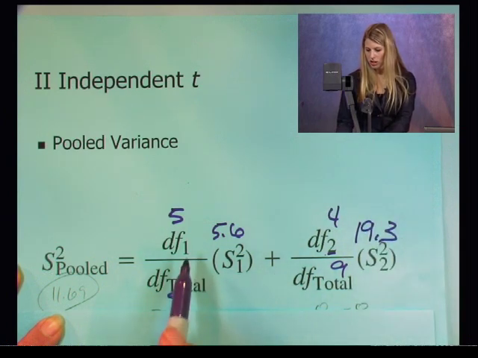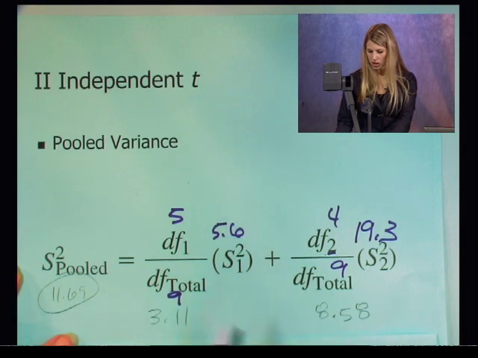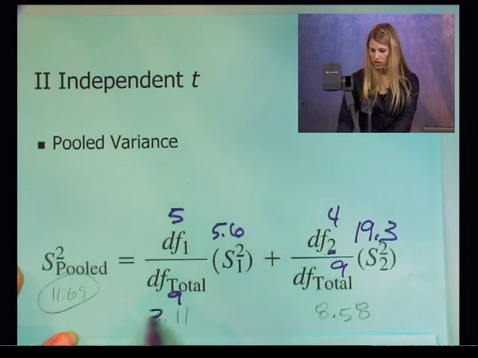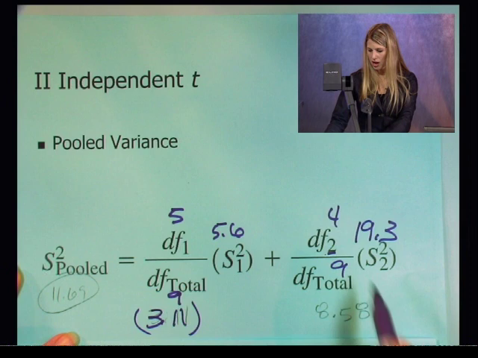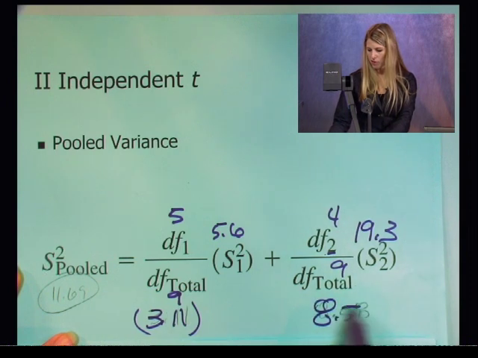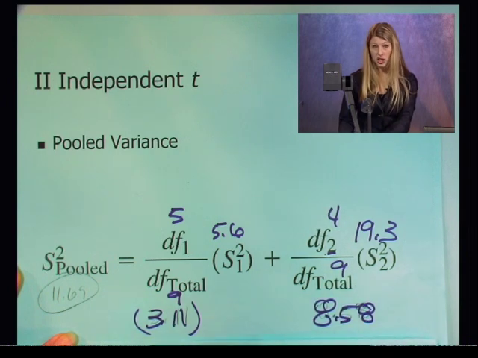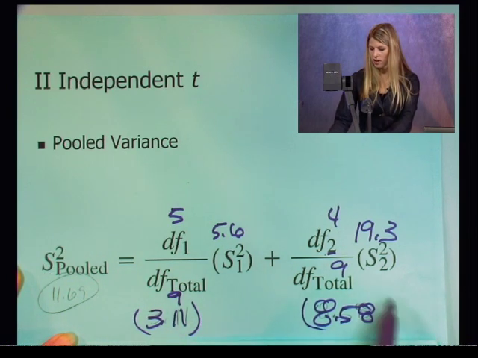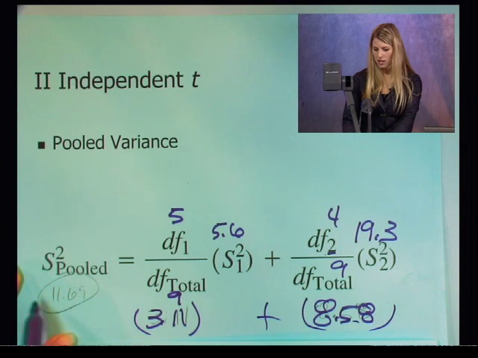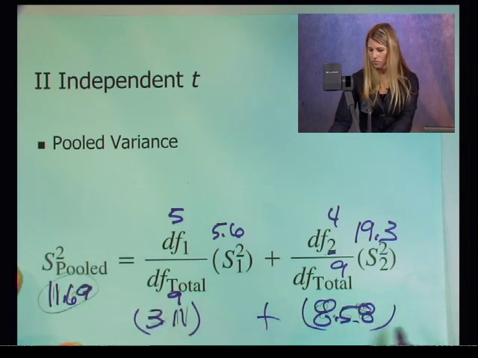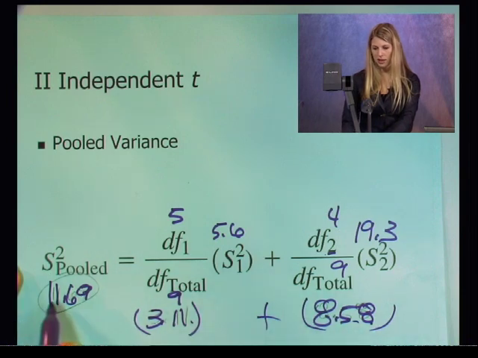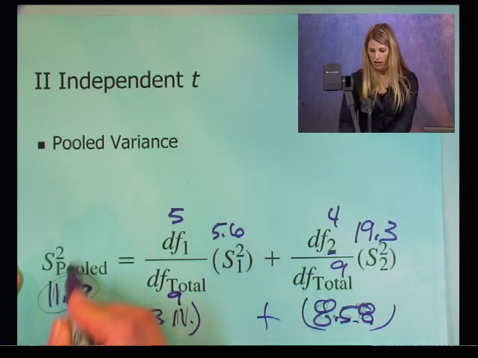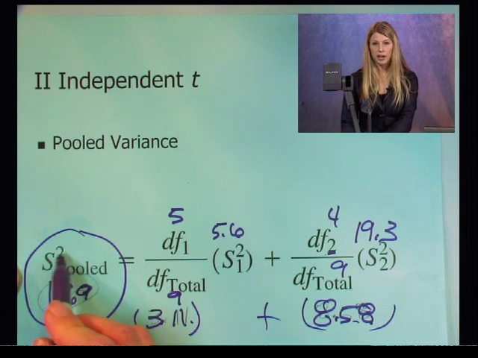19.3. If you multiply this whole number, you end up with 3.11 here and with 8.58 on this side. If you didn't get that so far, you need to go back and recalculate this. Then you add 3.11 plus 8.58 and you should end up with 11.69. So you add these two numbers together, get 11.69. That is your pooled variance.